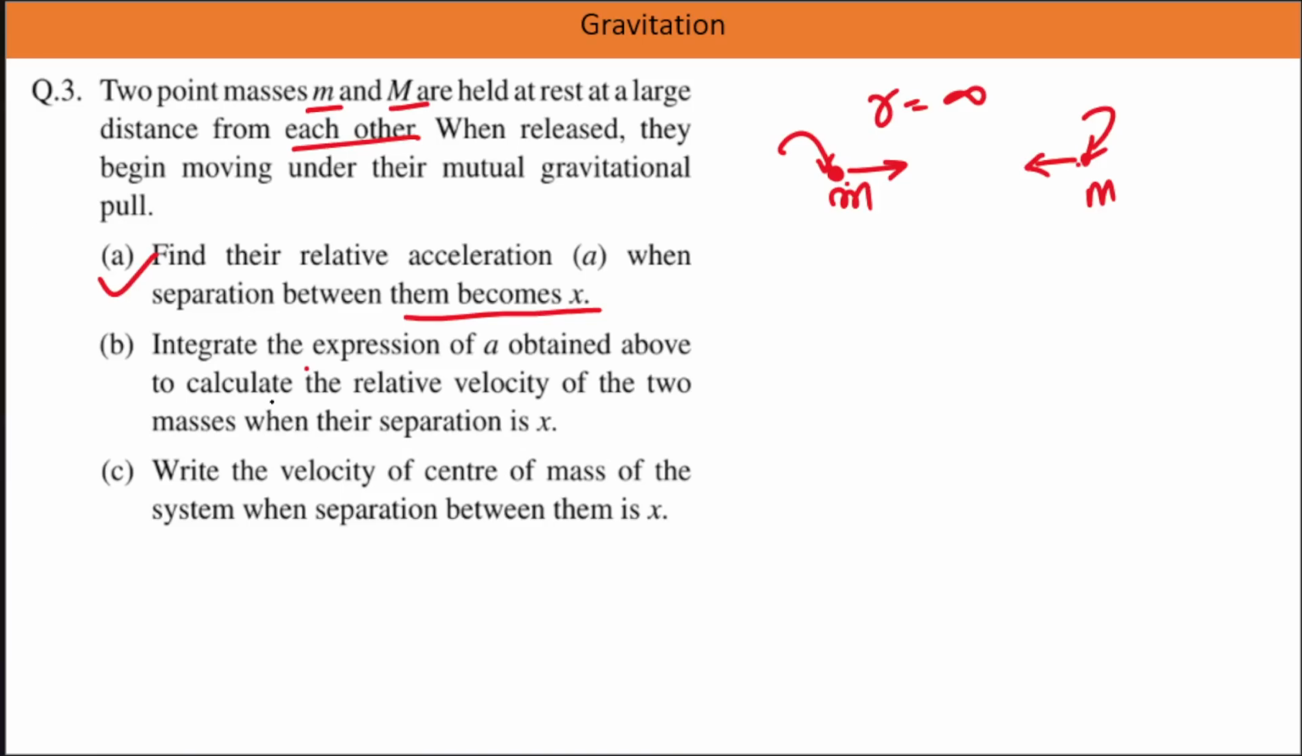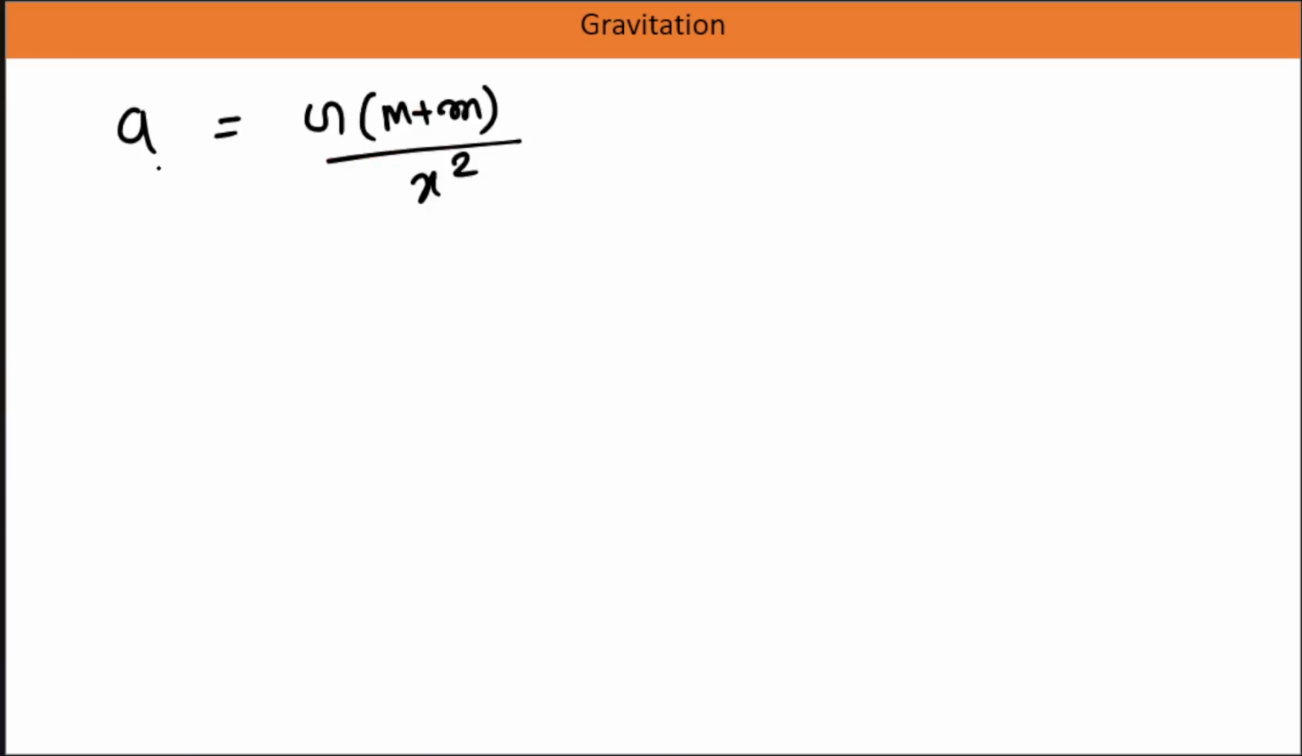Now in the second portion, what we are asked is to integrate the expression that we got in the first one in order to calculate relative velocity of two masses when their separation is x. So basically we have to integrate this a. अब देखो इसका integration हम करके कैसे ला सकते हैं? So acceleration को velocity के term में we can write it like this. But here as a function of x we have to calculate velocity. So a को आप x के term में भी लिखने की कोशिश करो. You can write it like this. Divide it with dx, multiply with dx.